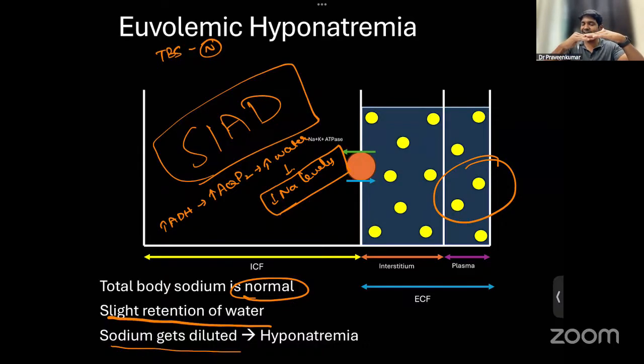So a steady state is attained. For example, if normal total body water is 60 liters and it becomes 65 liters, it will stabilize. Because there are 5 liters of excess water, that is going to dilute your serum and your total body sodium. That's all. So this is what happens in euvolemic hyponatremia. If it is okay, we'll go to the next part.